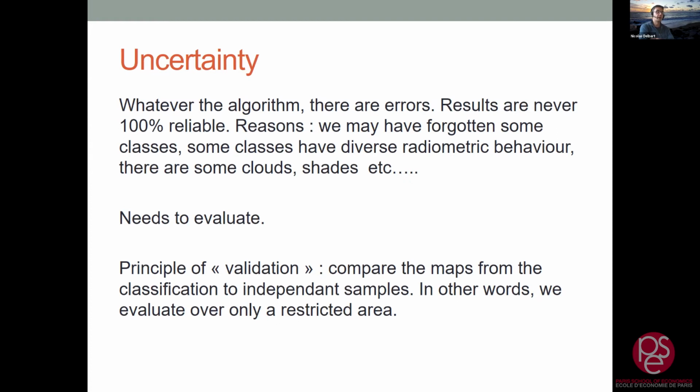In other words, we evaluate the map over only a restricted area. Of course, we cannot evaluate the map for all the area, because if we have produced a map, it means that we didn't have it already. So we have produced it to get it, so we don't have the full knowledge of the territory. So we have no other way than to make a validation over a restricted area.